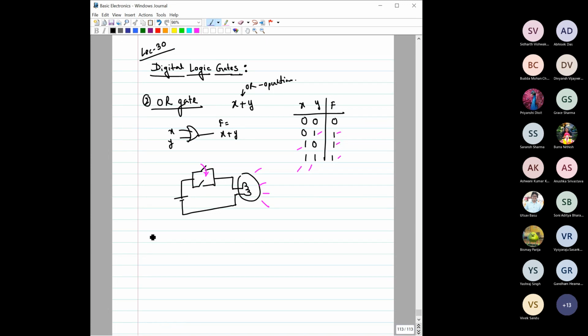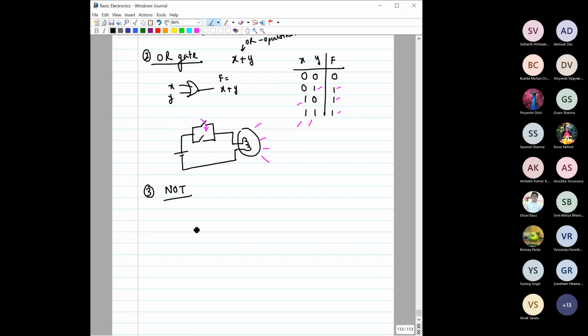Then the third one is the NOT gate. The circuit symbol of the NOT gate is like this. If the input is X, the output is denoted as X bar, or sometimes X dash. You can use either of these notations. The truth table corresponding to this, where F again means output: for the NOT gate there is only one input and the output is inverted. So if it is 0, it would be 1. If it is 1, it would be 0.